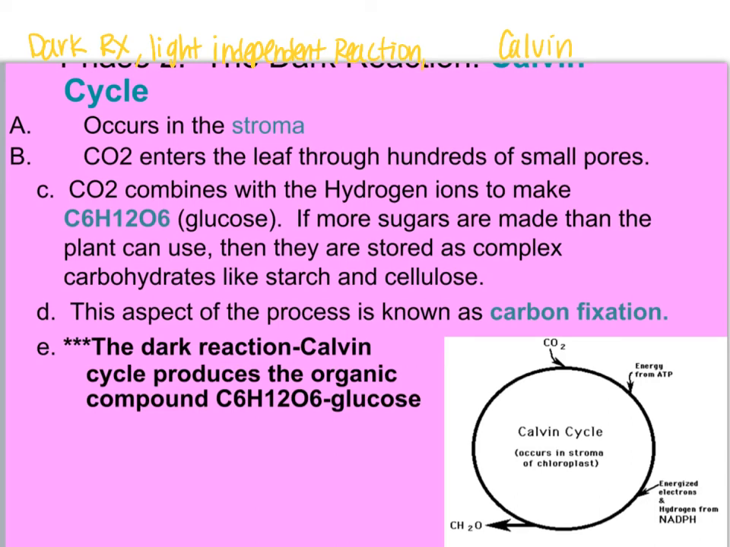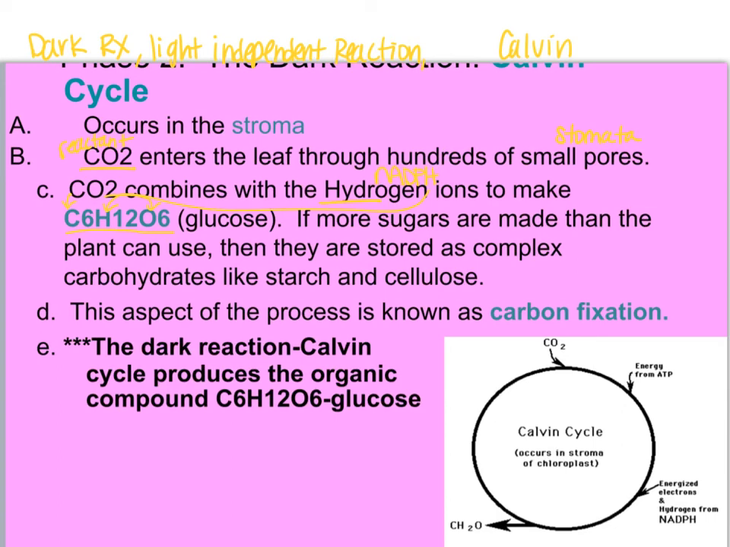Okay, so carbon dioxide is going to be a reactant. So that enters the leaf through all those small pores. Remember the stomata that I showed you. So carbon dioxide enters the leaf through the stomata. And then the carbon dioxide is going to combine with the hydrogen ions from NADPH to form C6H12O6, glucose. Okay, so the carbon comes from carbon dioxide, the oxygen comes from carbon dioxide, and the H comes from NADPH. So anyway, we make glucose.